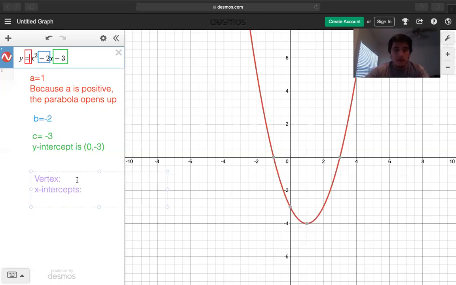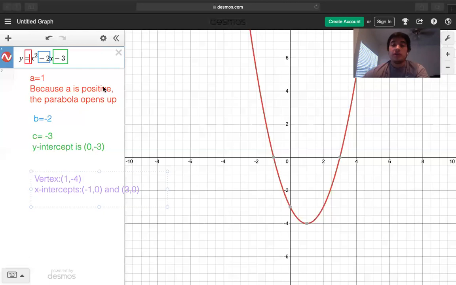So I go right here and I type, whoa, what is that? Nope, messed up. Okay, we'll figure it out. So (1, -4), just like that. Okay, it says my vertex. Now my x-intercepts are where my parabola crosses the x-axis. So it's on this line right here. Same thing, you hover over them. One of my x-intercepts is (-1, 0), and the other one is (3, 0). And that's it, we're done.